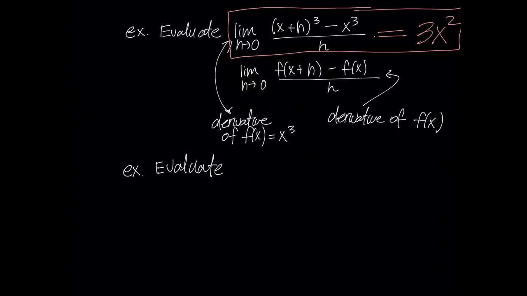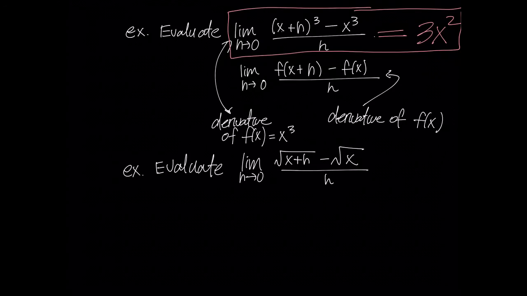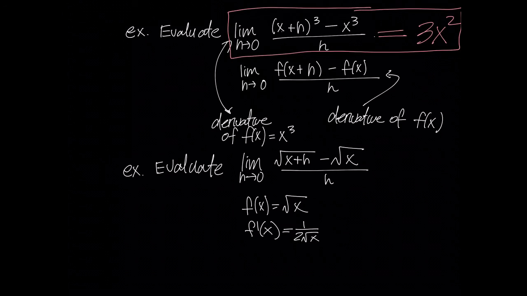Let's say that I want this limit, the limit as h approaches 0 of the square root of x plus h minus the square root of x all over h. Well, this is the definition of the derivative for f of x equals root x. And on the first slide of this video, we found that the derivative of square root of x is 1 over 2 root x, which means that this limit is just equal to 1 over 2 root x.